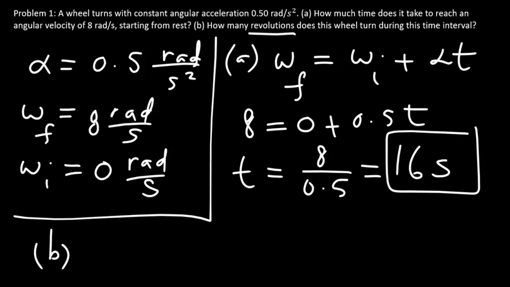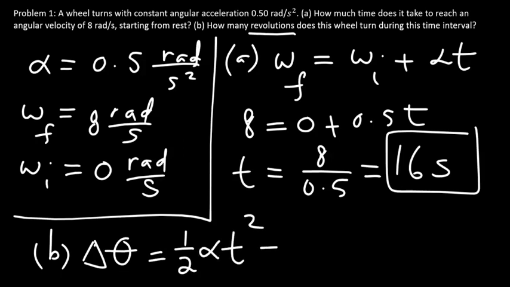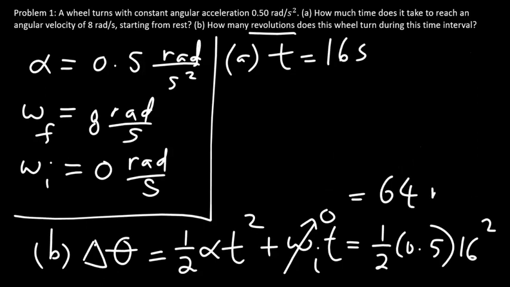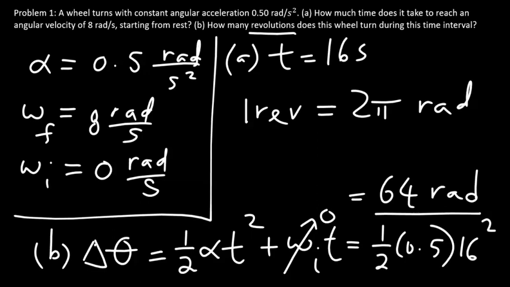Now note that we are asking here to determine the angular displacement. First we have to get the angular displacement in radians and then convert it to revolutions. It is given by the second equation of kinematics, half alpha t squared plus omega i t. Since omega i is 0, that term goes away. It's going to give you half, alpha is 0.5, t is 16, so 16 squared, which is 64 radians.